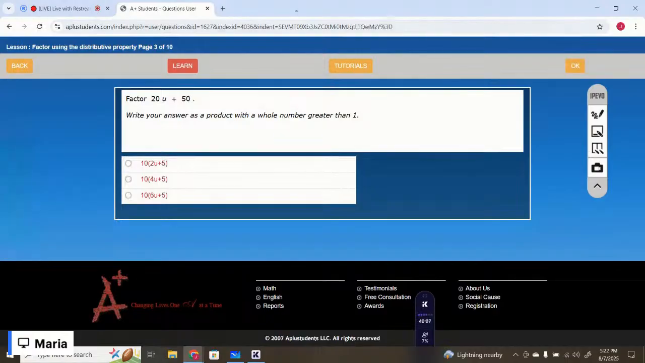Factor 20u plus 50. That is 10 times 2u plus 5. Option number 1 is the correct option.